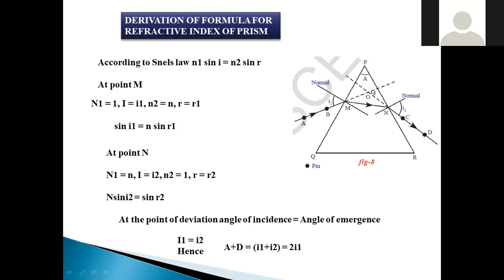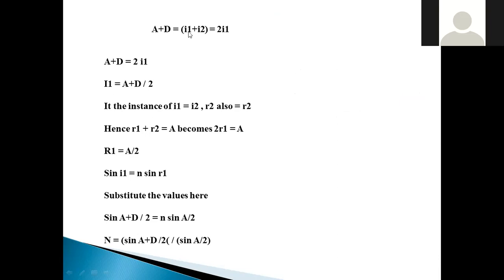A plus D is given as 2I1, right? Now, A plus D is equal to 2I1 was derived just now. Then I1 is given as (A plus D) by 2. So let us take I1 is equal to (A plus D) by 2.